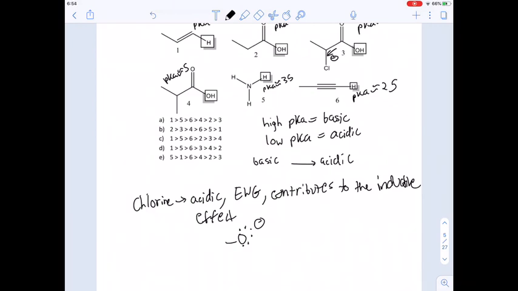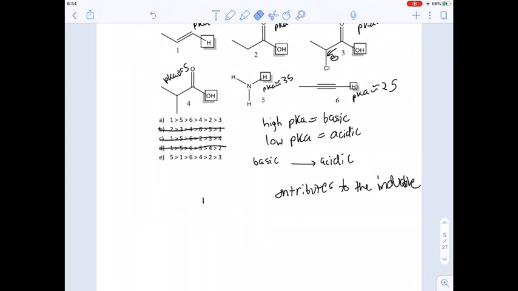So 3 is going to actually be the most acidic because the Cl helps the molecule resonate an extra lone pair better. And the better that your molecule is able to resonate lone pairs, the more likely it is to give off hydrogens. So 3 is going to be the most acidic. So you can eliminate any answer choices where 3 is not at the end. So that's B, C, and D.